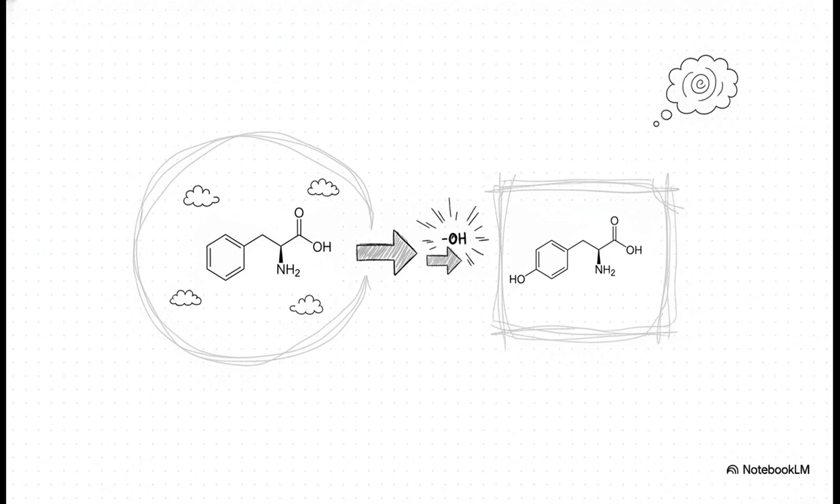Okay, let's circle back to one of the big ones we built earlier, phenylalanine. Remember that giant phenyl ring? Well, what if you take that exact same structure and you just add a little hydroxyl group, an OH, onto the far side of the ring? You've just made tyrosine. That's all it is. Tyrosine is just phenylalanine with an OH group tacked on.